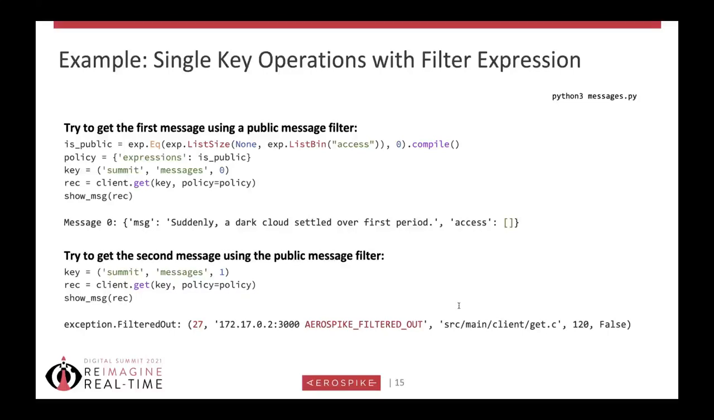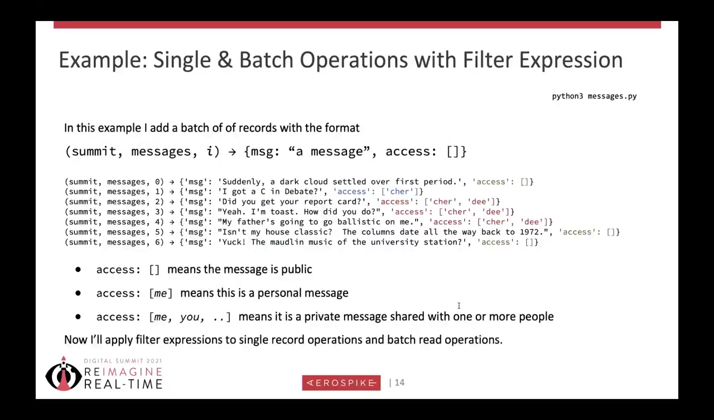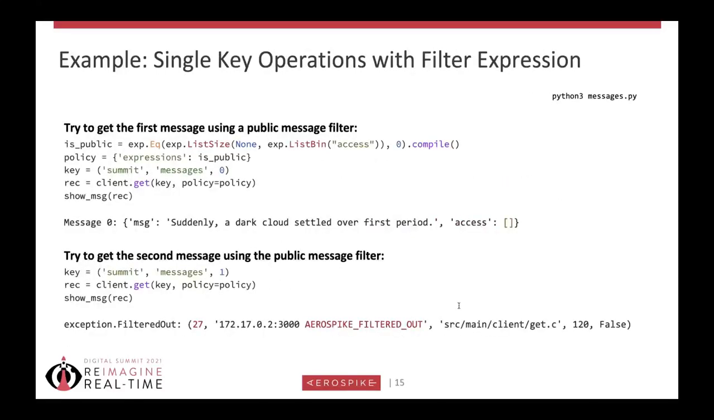The next thing we're going to do is use the same exact filter to look for a public message and apply it to record number 1. And if we go back, look at record number 1, that is not an empty access list. So what we'll get is the explicit exception with error code 27 that says it's been filtered out. So you know the difference, on the application side, between you can't find the record, this record doesn't exist, versus reading the record, the operation on the record was filtered out because of the criteria that you passed in the filter expression.